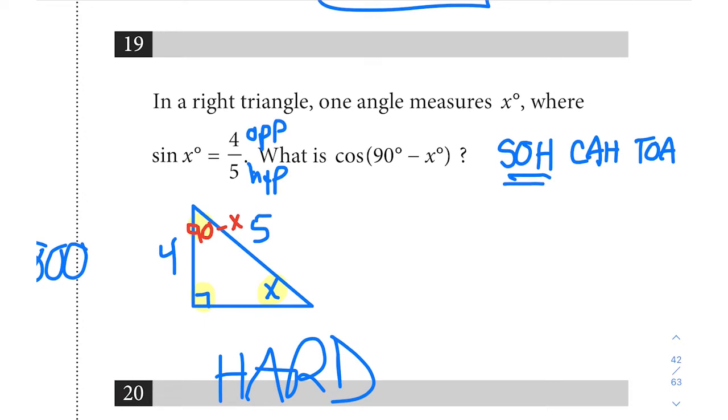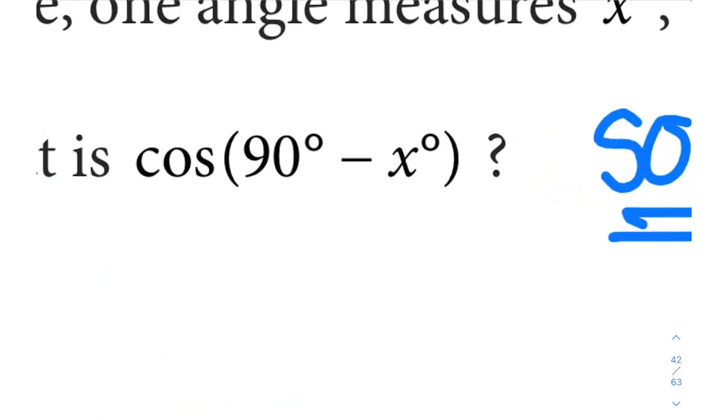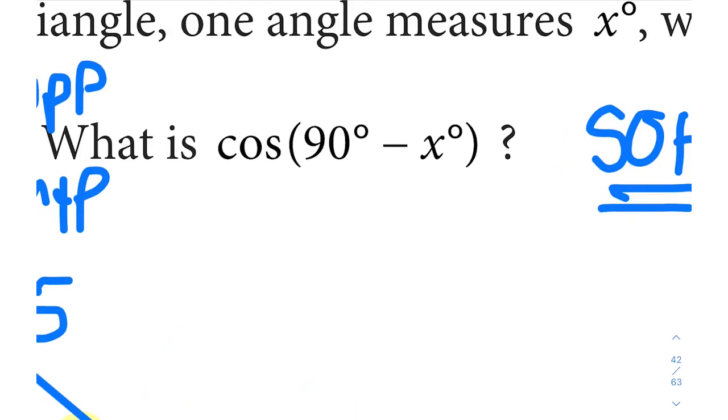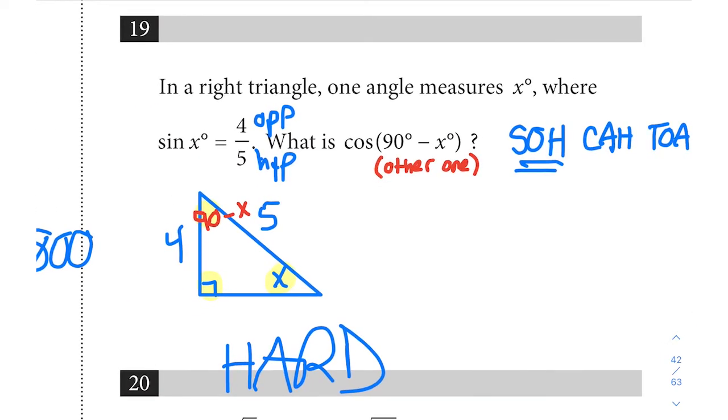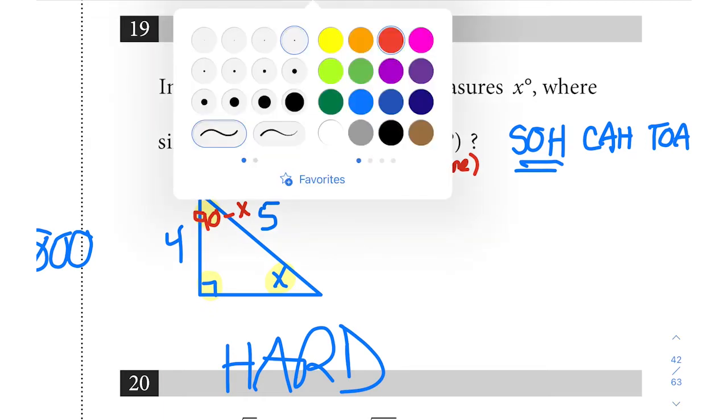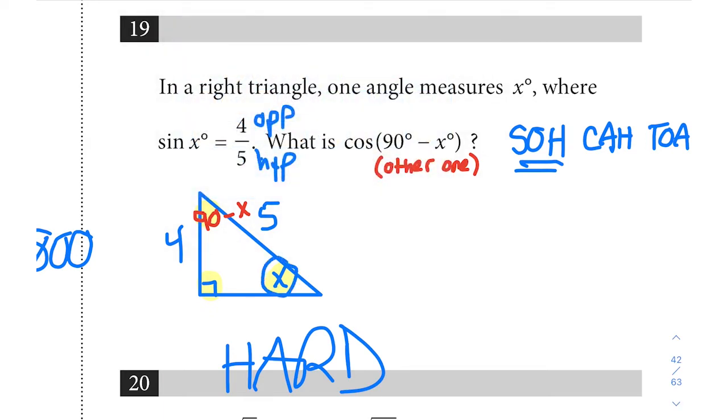And that relationship is key, because in a question like this, when they say the sine of x is 4/5 and they want to know the cosine of 90 minus x, I think this is a great way to think of it: instead of thinking 90 minus x, just think of it as the cosine of the other angle. It's the other angle. So they're giving you the sine of this angle down here of x, and then they're asking you for the cosine of this other angle.